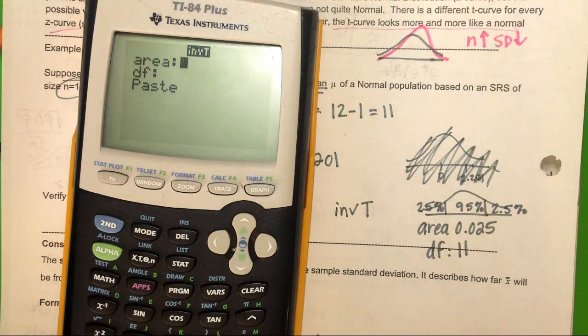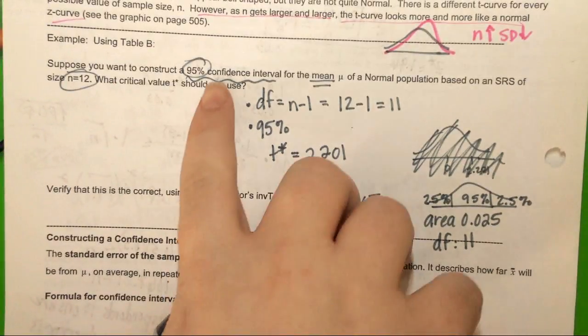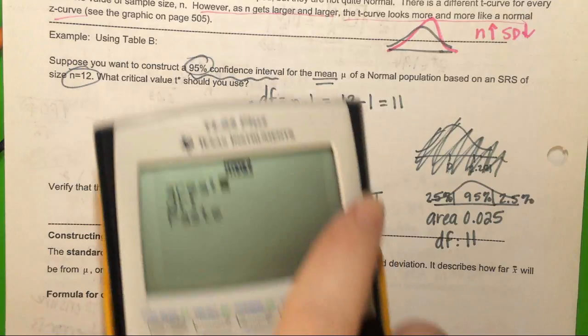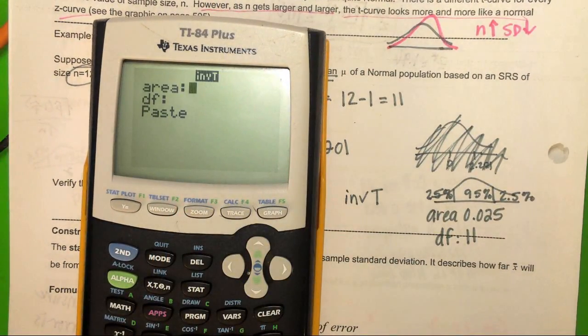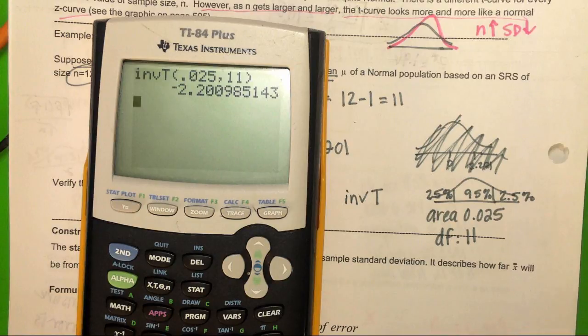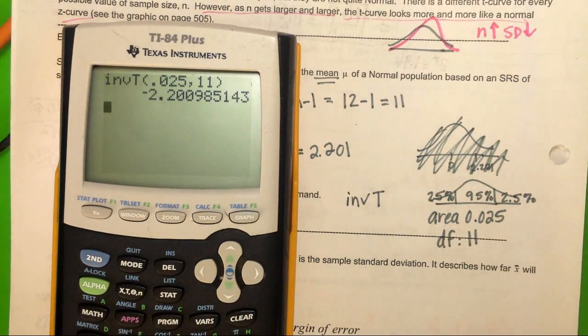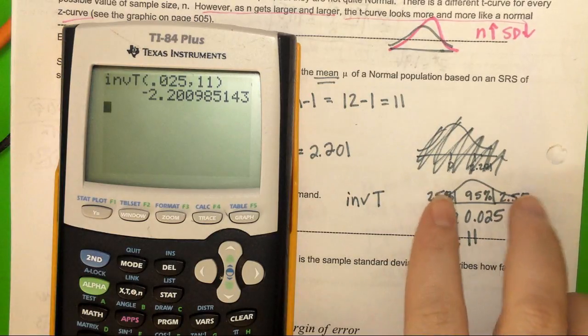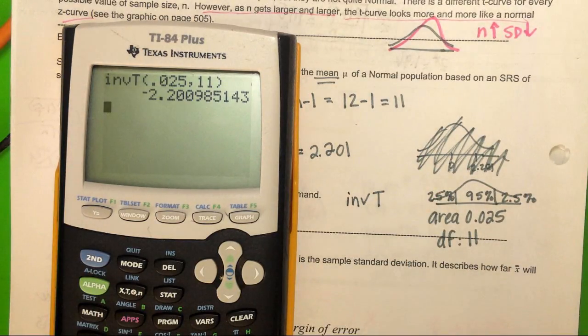So when you have a normal distribution and you don't know the mean, if they tell you a confidence interval and they don't know the mean of the population, yes, you use inverse T. Okay, so 0.025. Degrees of freedom, 11. Again, it's like we were just doing with the Z-stars, how it was really plus or minus because we're dealing with both ends. So it's going to be plus or minus 2.20.